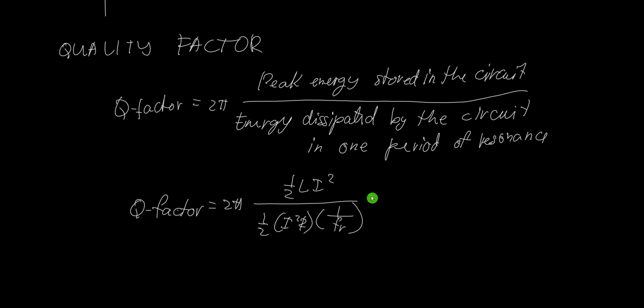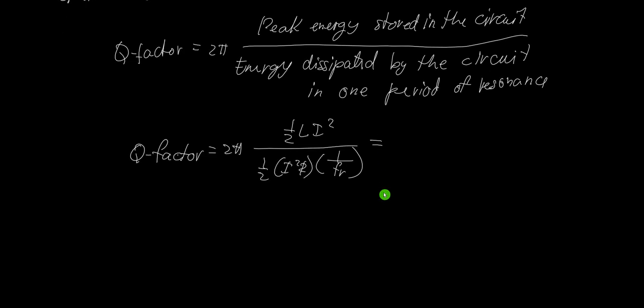Then simplifying this, we can cancel out I squared. We have 2 pi here, and we have fr. We can put it in the numerator, so Q factor will be equal to 2 pi times this fr here. And we have L, so we multiply it with L. 1/2 will cancel out. Then I squared will also cancel out. We only have R at the denominator.